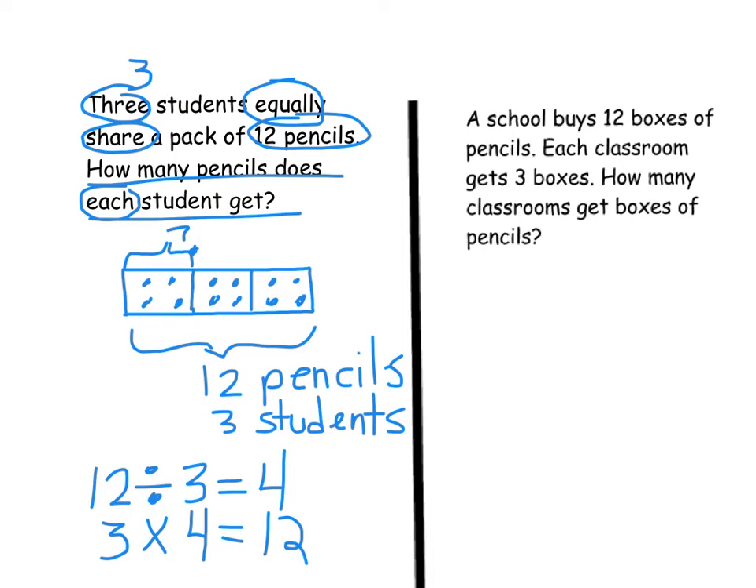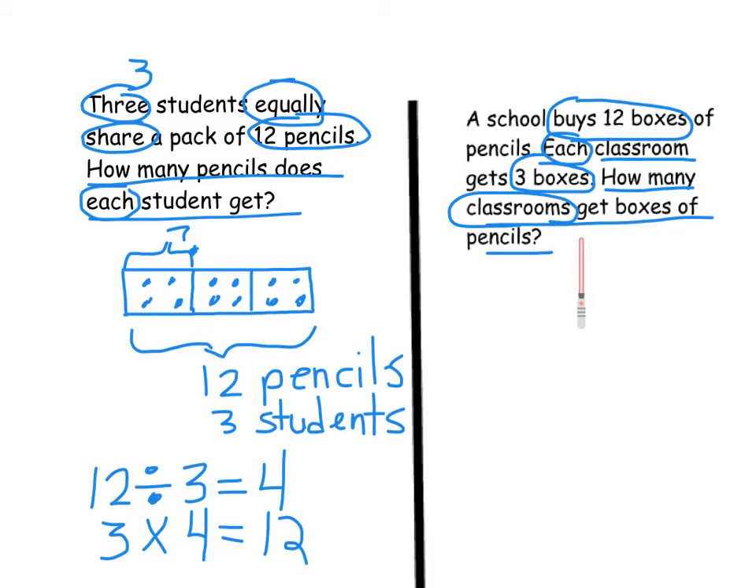Let's go through and pull out the important information. So buys 12 boxes of pencils. Each classroom gets 3 boxes. How many classrooms get boxes of pencils? In this question, I'm finding the number of groups, the number of classrooms that get boxes of pencils.